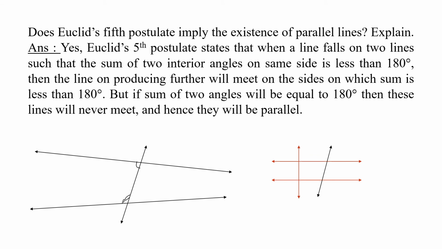Okay. Now there is one more question. Does Euclid's fifth postulate imply the existence of parallel lines? Explain. Now to get the concept of parallel lines, we have to first see what is Euclid's fifth postulate. What was the postulate? When a line, say our line L, line falling on two lines, say the two lines are M and N. So our line L is falling on two lines M and N.